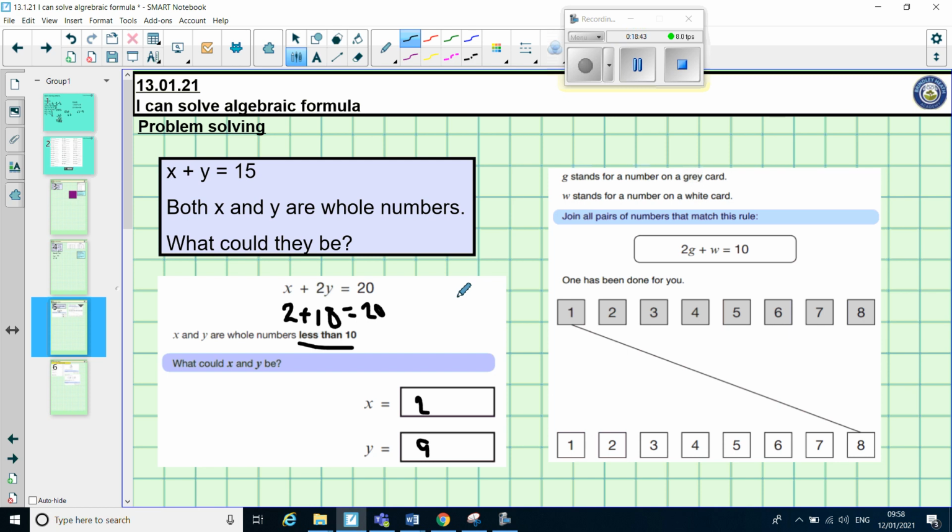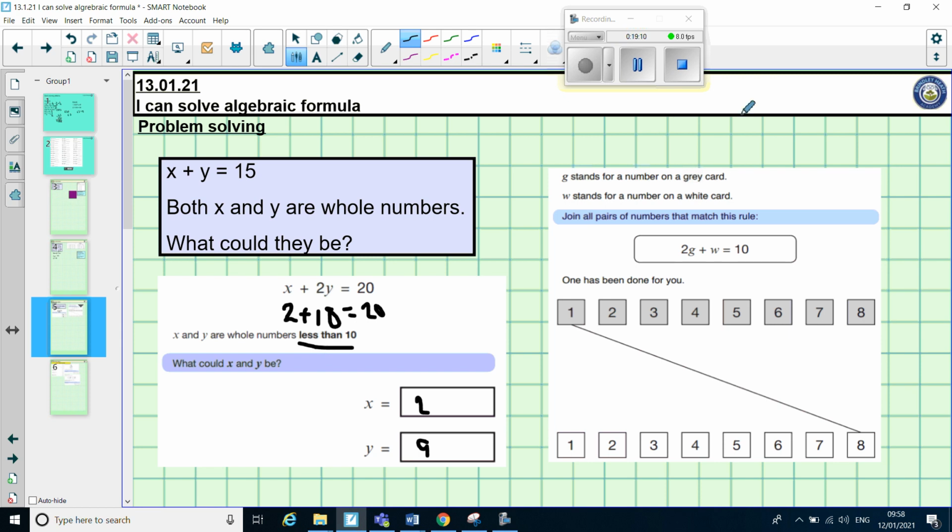Again, 2 lots of 7 is 14. Add my 6 gives me 20. Or the final answer I could have had is x equals 8. And if x equaled 8, y would equal 6. 2 lots of y is 12. Add 8 gives me 20. I couldn't have had x being anything more than 8. I couldn't have had x is 10 because remember the question said they are whole numbers less than 10.